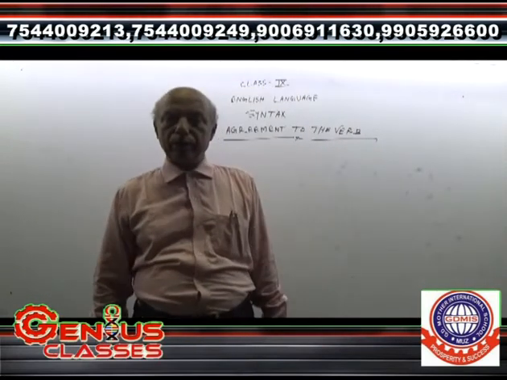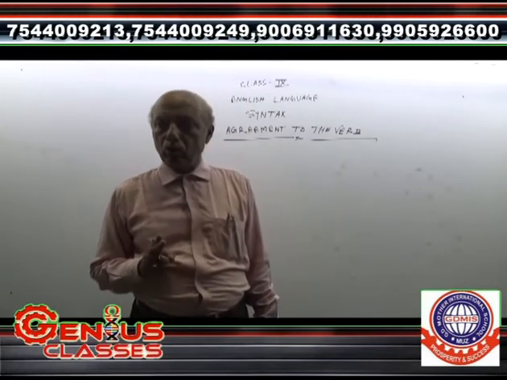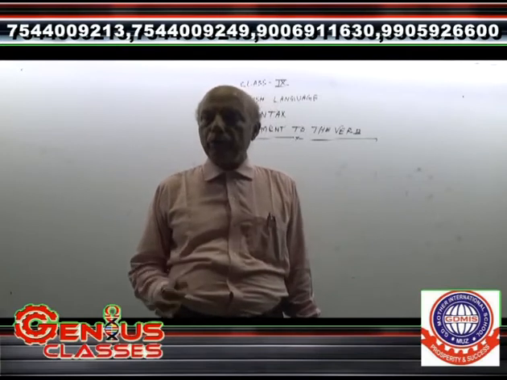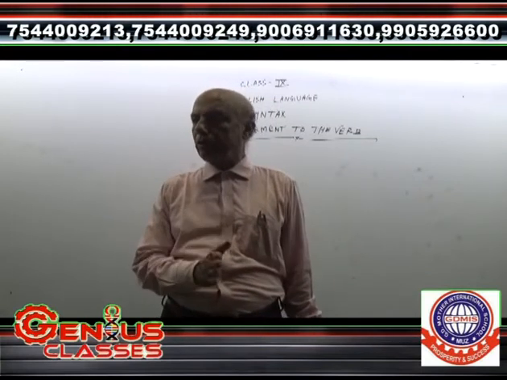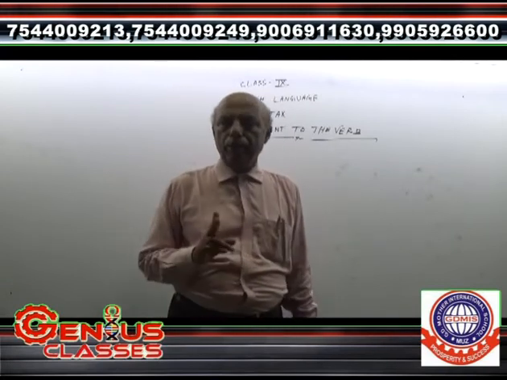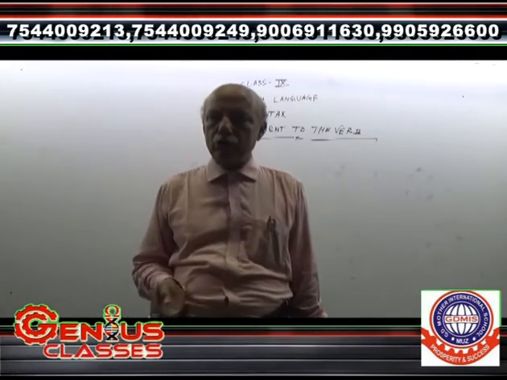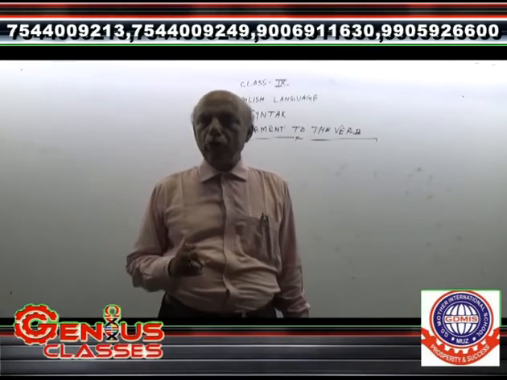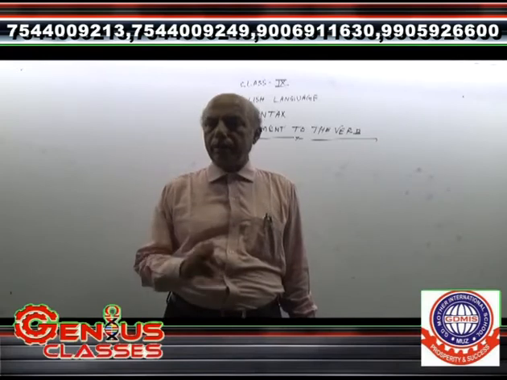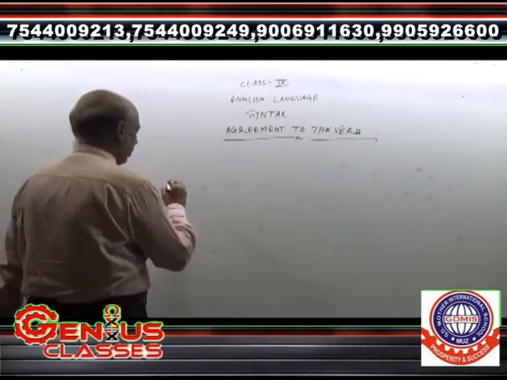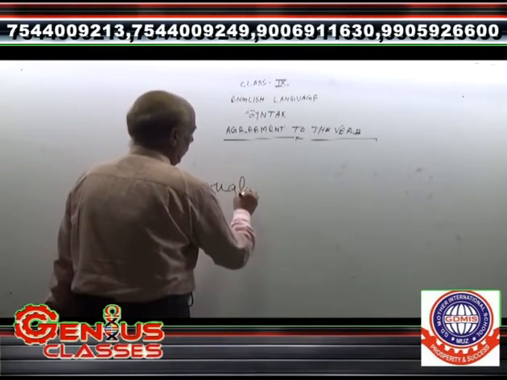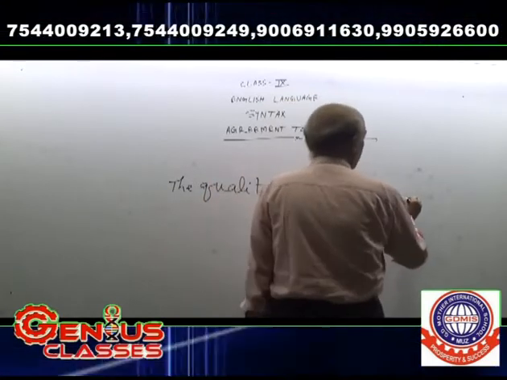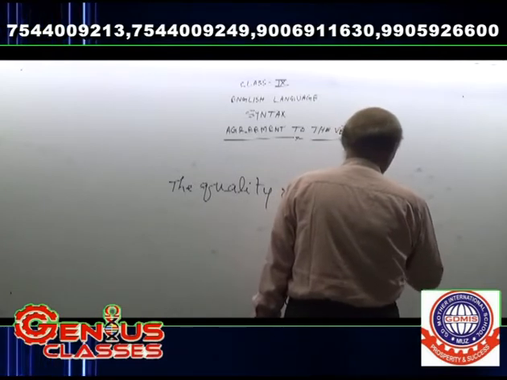The next example to be described: when two nouns are associated with "of" in the middle, the verb is used according to the subject that comes before "of". When the two words are associated with "of" in the middle, the verb is used according to the word that comes before "of". As for example, "The quality of these books is praiseworthy."